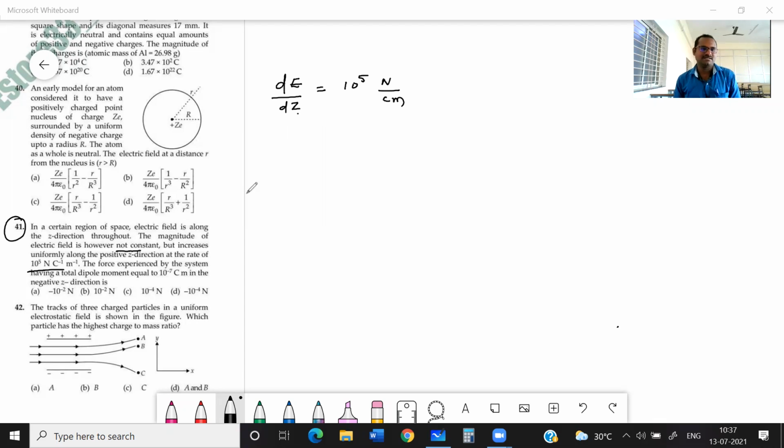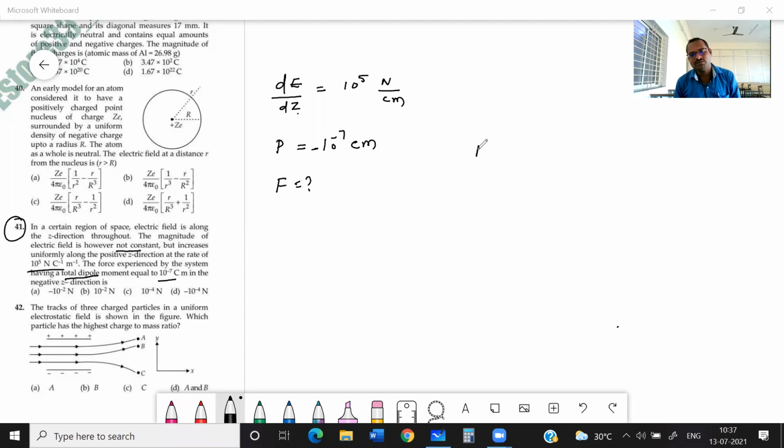Now they have given that the force is experienced by a system having a total dipole moment of 10 to the power of minus 7 coulomb meter in the negative z direction. So I'll take minus p. Clear, students? Then how much force is acting on it?